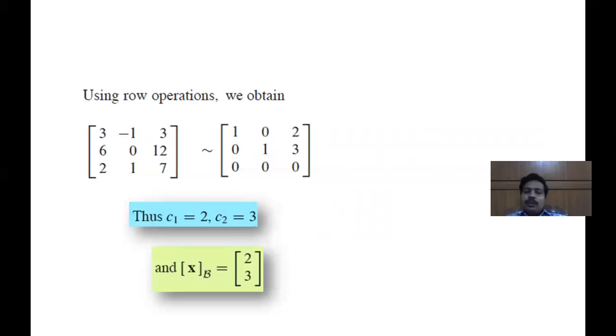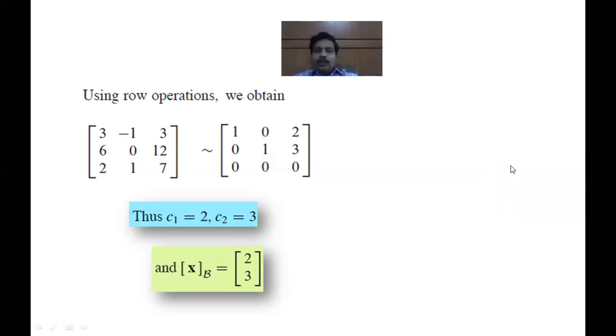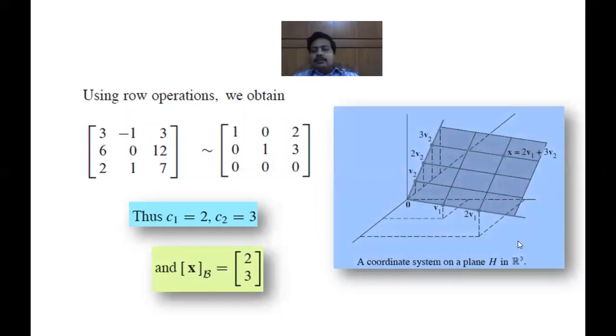So the values of C1, C2 form the coordinate vector for X. That is 2 and 3. Geometrically, you can see the situation here. XB is (2, 3), which means X is 2V1 plus 3V2. So here is our X. This is V1, this is 2 times V1, that is 2V1. And this is V2, that is extended to 3 times. And our X is in the intersection of these two lines. X is equal to 2V1 plus 3V2. This is the geometrical representation of this.